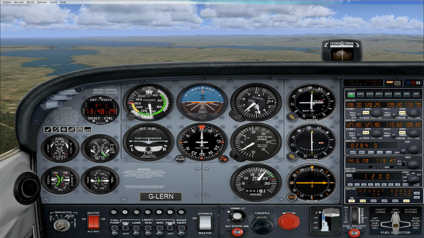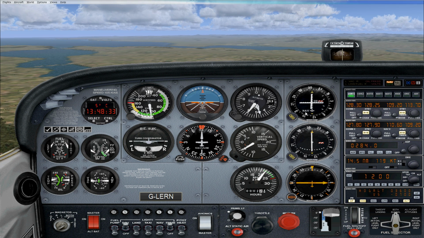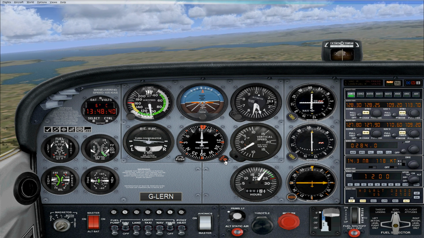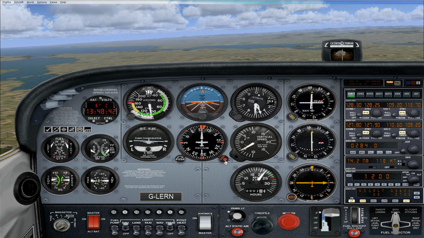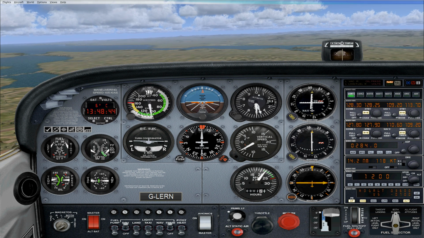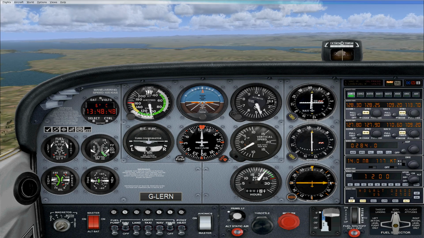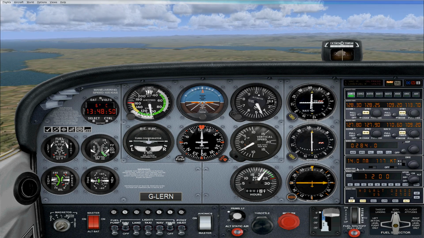So you can see we're slightly off the radio there, but it's not a big deal. I'm not going to worry about it too much. Just maybe turn to the right ever so slightly. I think that's actually taking us further off the radio, to be honest. But there we go, that's 14 nautical miles there.